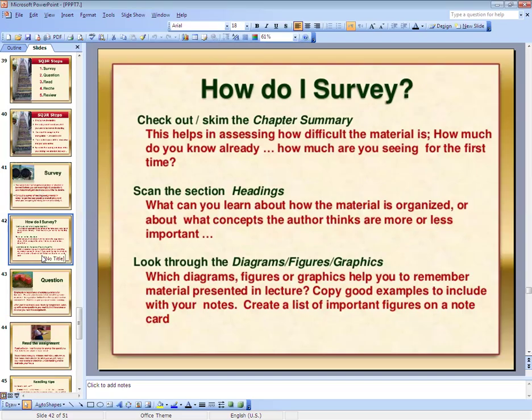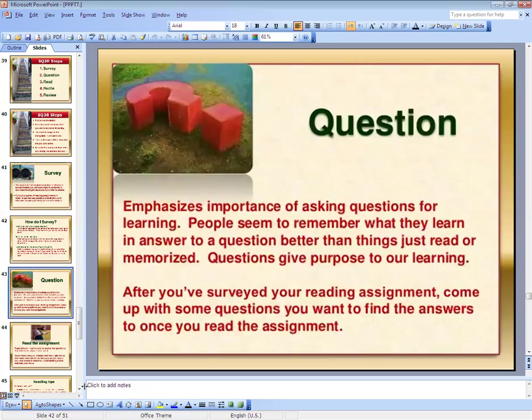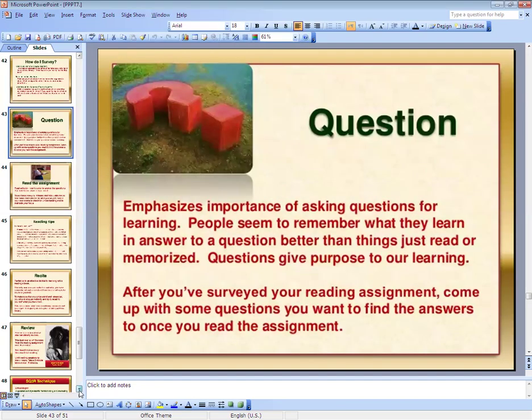Then put a question, emphasizing the importance of asking questions for learning. People seem to remember what they learn in answer to a question better than if they just read or memorize it. So if you just memorize and read it, you will forget it. But if you put a question, when I am reading this, what am I going to achieve through this? What is my question and what is the answer to this? Then you will remember for a longer period. So questions give purpose to our learning.